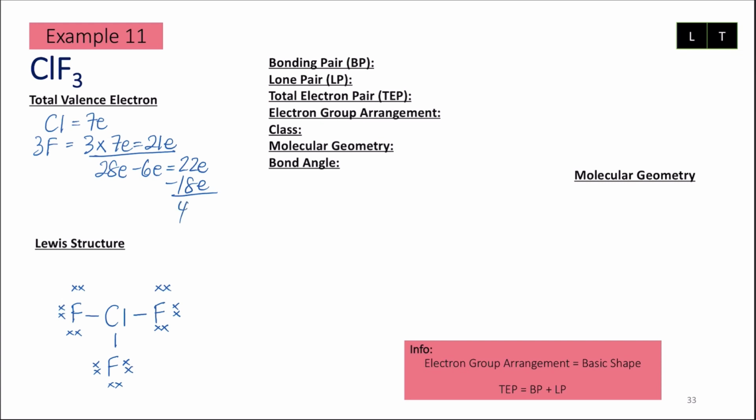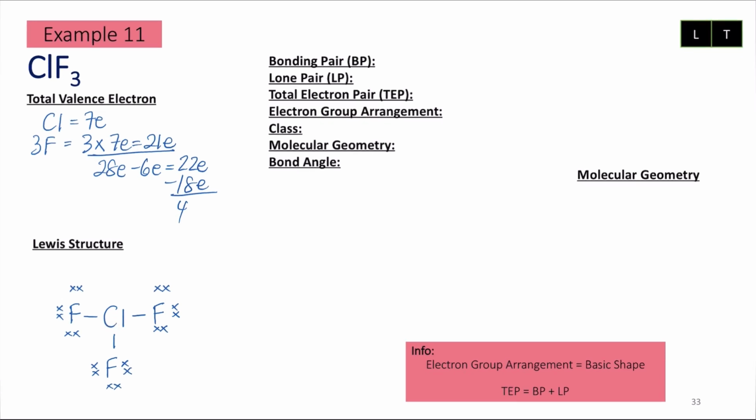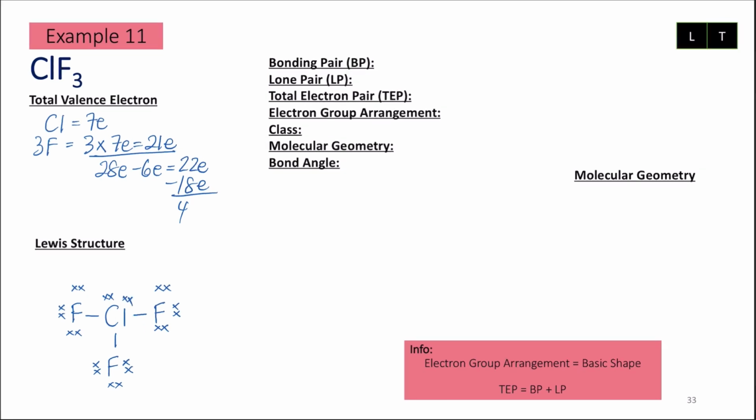So, the 4 I will put at chlorine as my central atom. So, 4, we have 2 lone pairs: 1, 2. So, in this case, at chlorine atom, you can see that I got 3 bonding pairs and I got 2 lone pairs. Total electron pair is 5. So, the basic shape is still trigonal bipyramidal. And then, the class will be AB3E2.